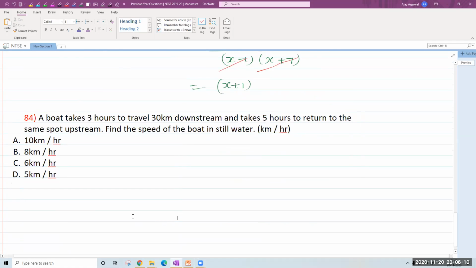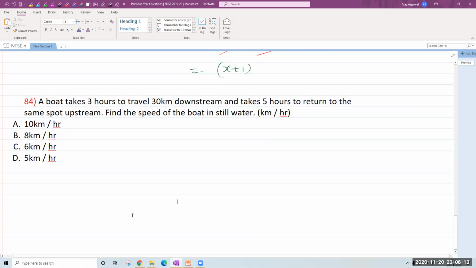Question 84, very easy. These are speed, distance, time related questions. So let's start. First we write down all the given information. The question says it takes 3 hours to travel 30 kilometers downstream, and 5 hours to return upstream. As you know, the downstream speed is high, and the upstream speed is low.